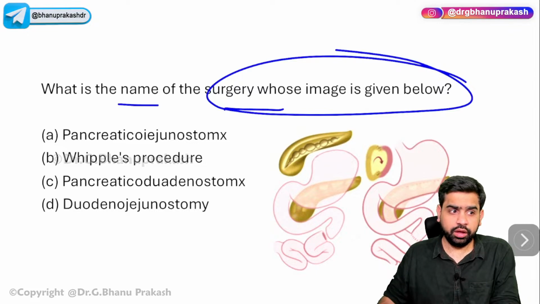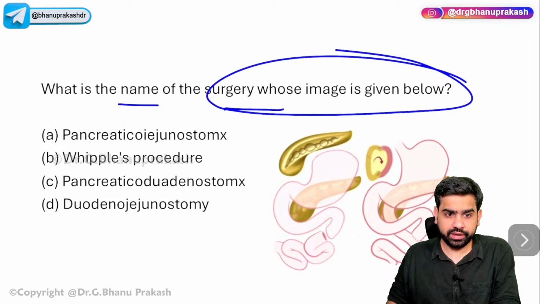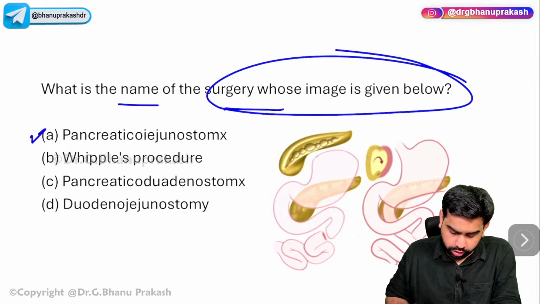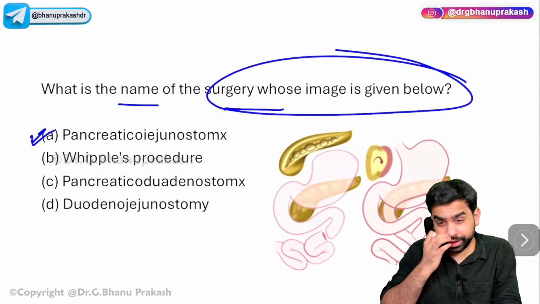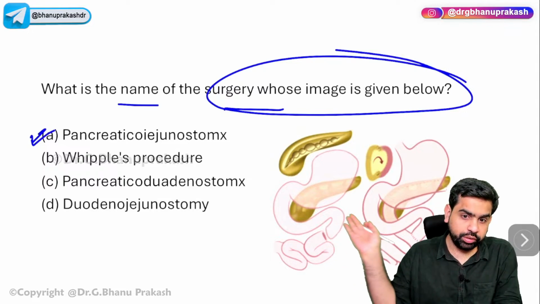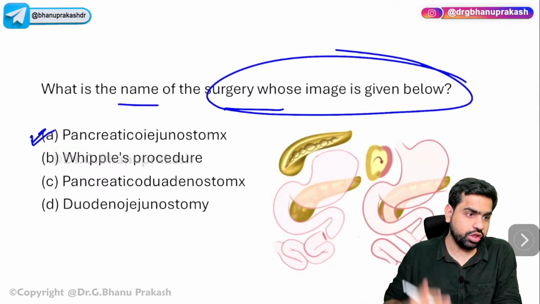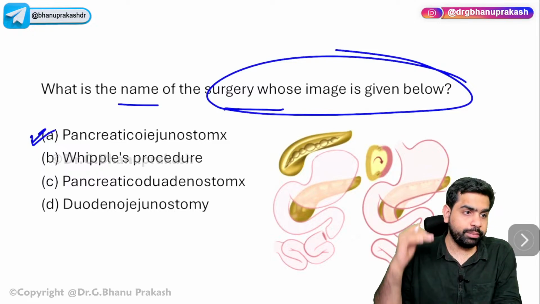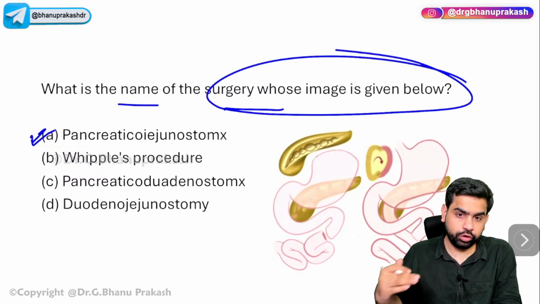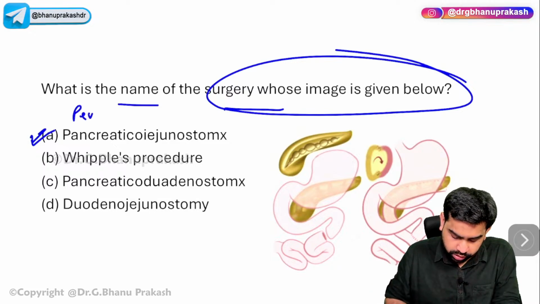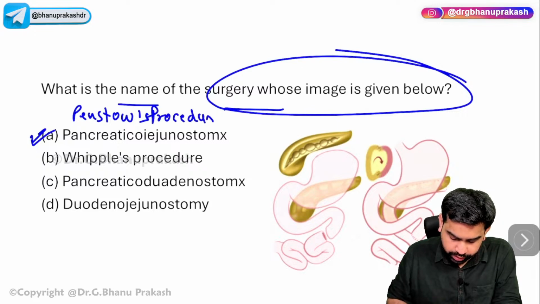Come on, guys. This is what is called a longitudinal pancreaticojejunostomy. It's as simple as that. You have opened the pancreas longitudinally and you're attaching the jejunum over here. This is a longitudinal pancreaticojejunostomy, which is referred to as the Puestow procedure.